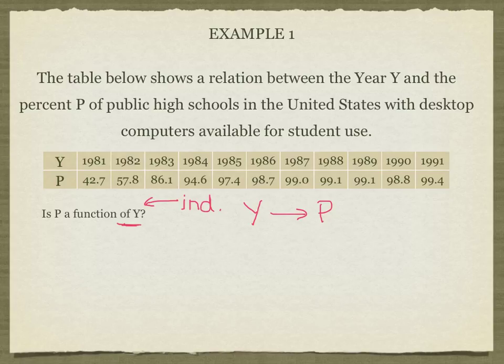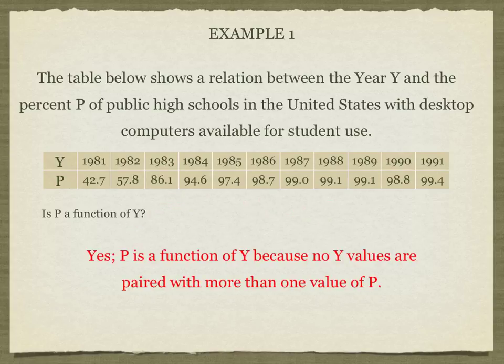Really what I would be looking for here is to see if any single year shows up more than once, if it's mapped to more than one thing. And in this case, it's not. Okay, so yes, and you can choose to word that however you want, but no Y values are paired with more than one value of P.